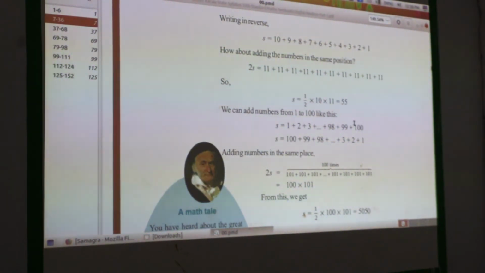Then we can extend this question. Here we found the sum of numbers up to 10. Now we extend this question to 100. Suppose we have to find the sum of numbers from 1 to 100. S is equal to 1 plus 2 and so on, first written in ascending order. Then, second, we write it in descending order. Then add: 1 plus 100 is 101, 2 plus 99 is 101, 3 plus 98 is 101. The last is 100 plus 1, 101.